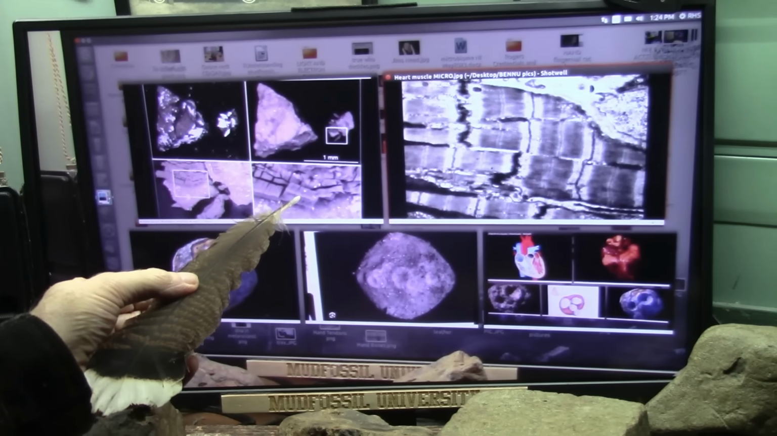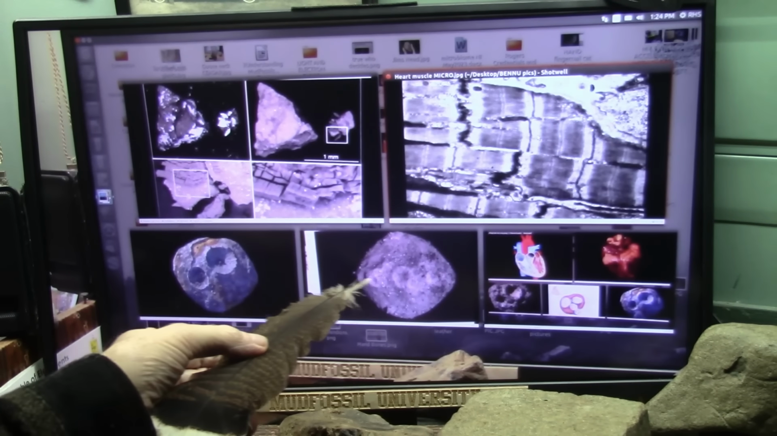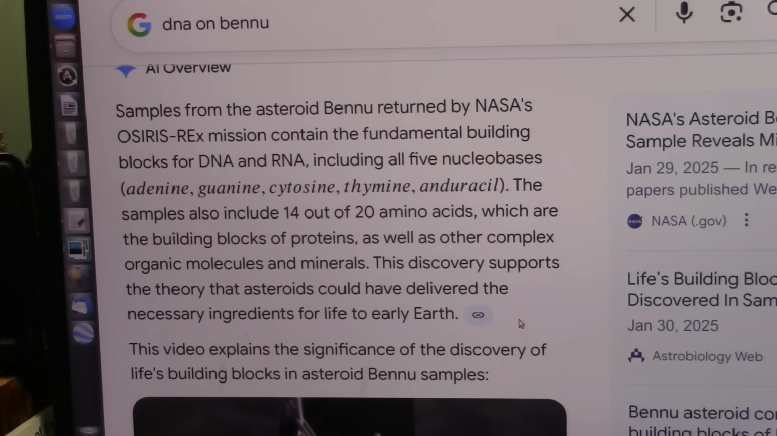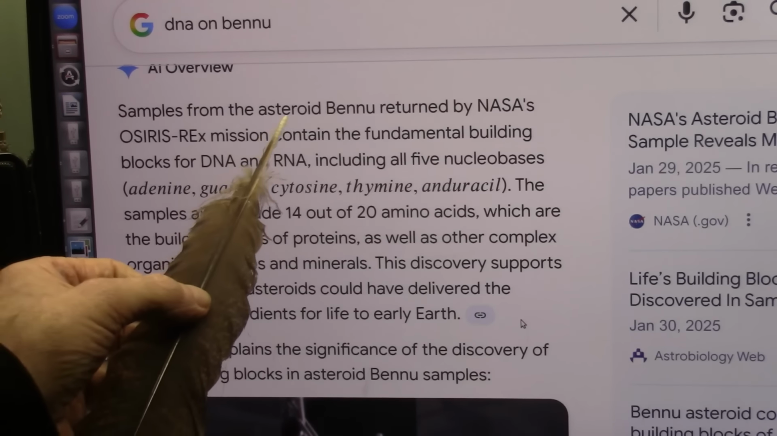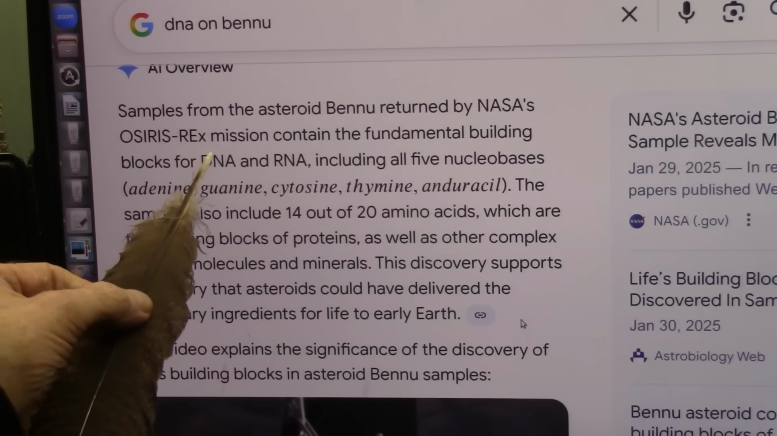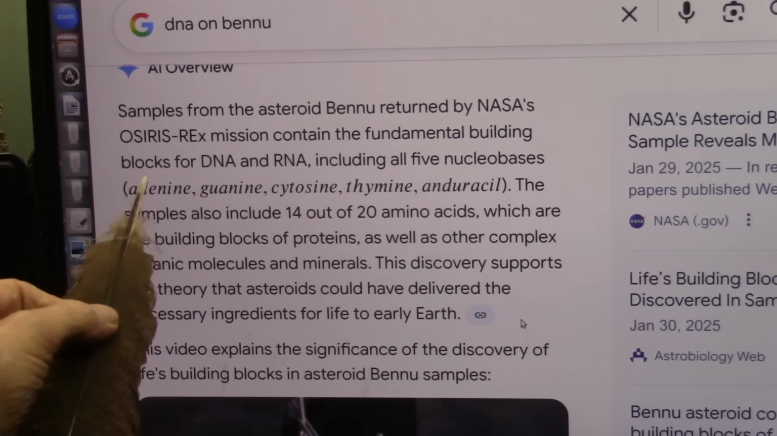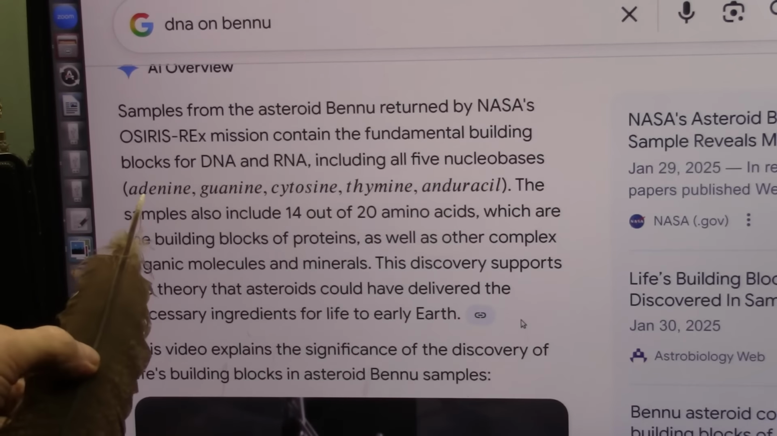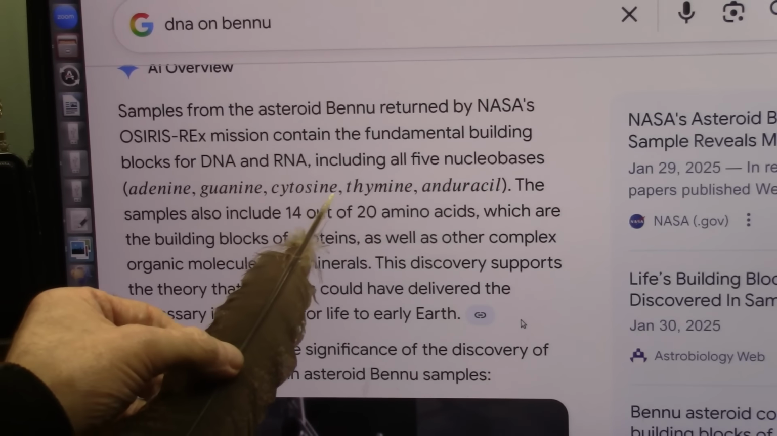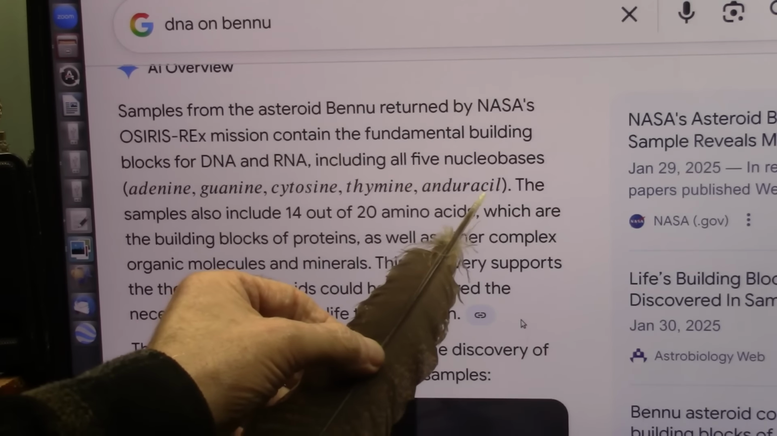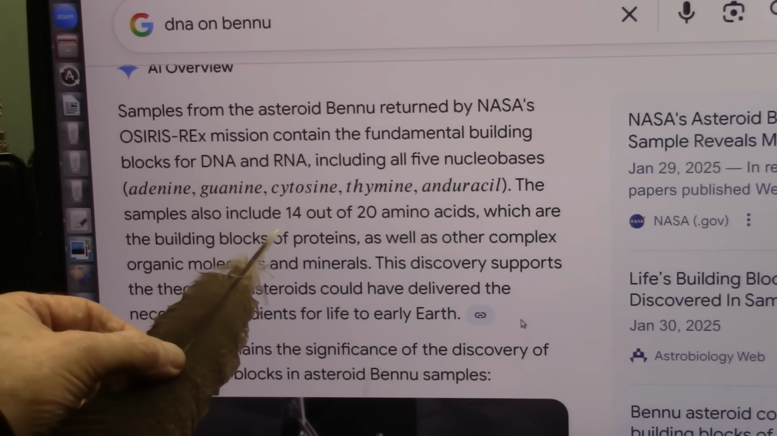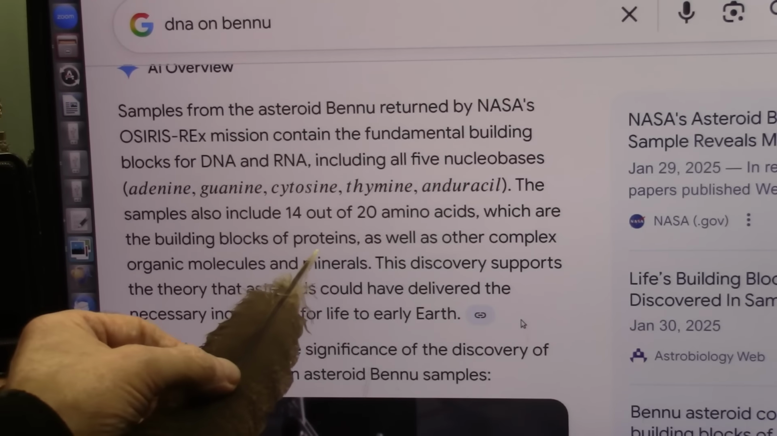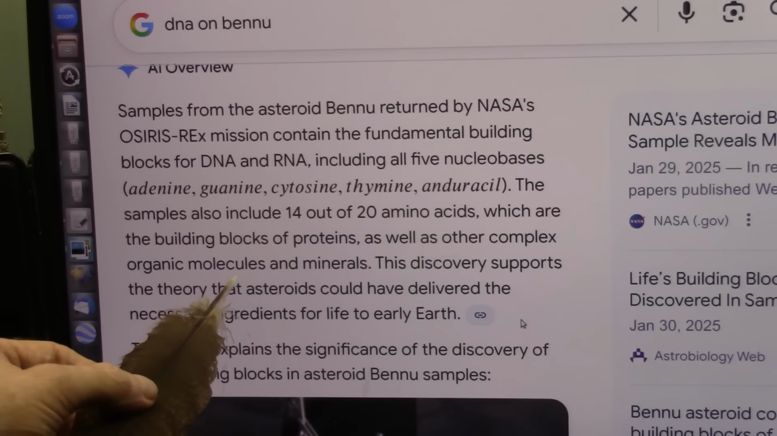Sarcomeres against sarcomeres. Hearts against hearts. It's been here for 2 years now. The samples from asteroid Bennu returned by NASA's OSIRIS-REx mission contain the fundamental building blocks for DNA and RNA, including all 5 nucleobases: adenine, guanine, cysteine, thymine, adenosine. The samples also include 14 out of 20 amino acids. This is complex stuff. The building blocks of proteins, as well as other complex organic molecules and minerals.